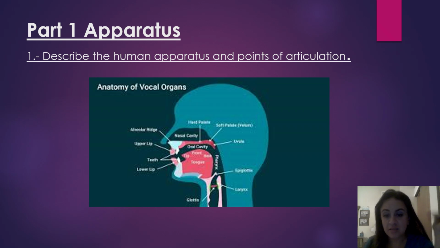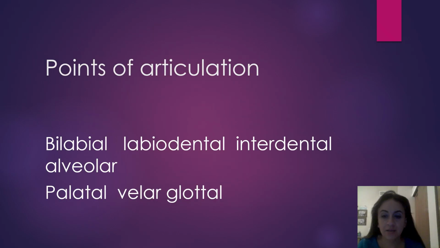In the larynx are the vocal cords, and the space between the vocal cords is the glottis. What are the points of articulation? First, bilabial sound is when both lips come together, for example, boo or poo.